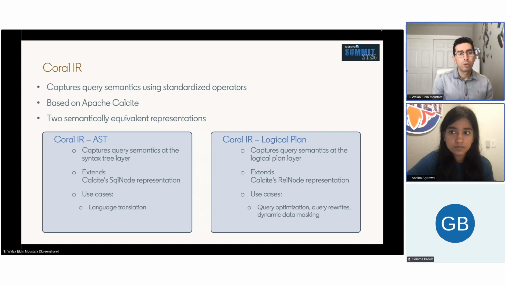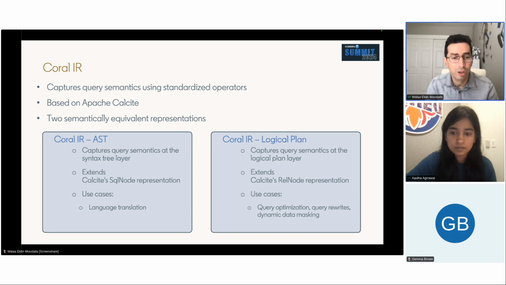So to look closer at Coral IR, it consists of two representations, and both are based on Apache Calcite classes. And we're going to see what that means here. One representation is the abstract syntax tree representation, and that extends the SqlNode representation in Calcite. Typical use cases for that are language translations between dialects and so on.